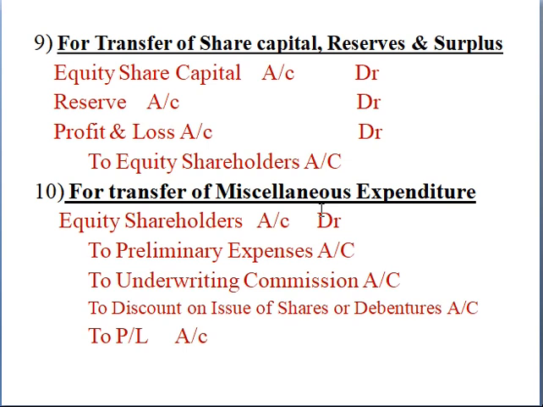The next is the preliminary expenses, which is called formation expense. Next is underwriting commission, discount on issue of shares and debentures. Next is the profit and loss account, right? So all these will be on your asset side. So assets show your debit balance. Now we are closing the accounts, that's why they are credited. So your entry is equity shareholders account debit to preliminary expenses account, to underwriting commission account, to discount on issue of shares account, to profit and loss account.